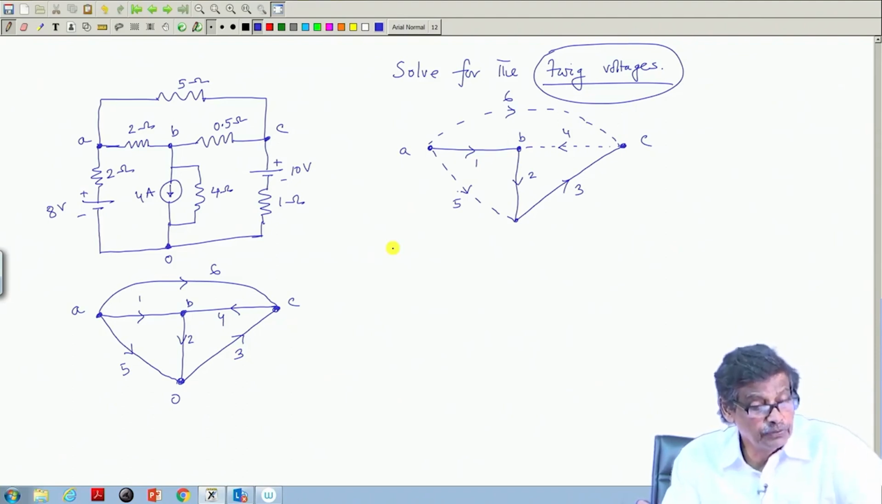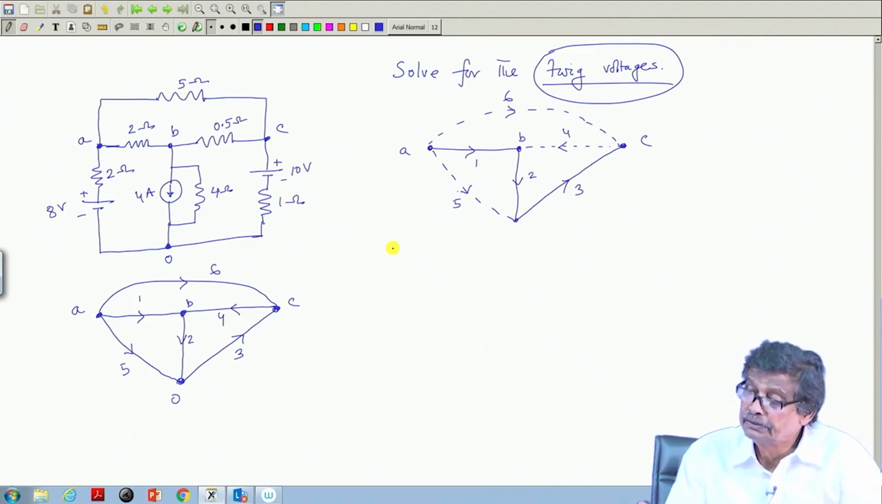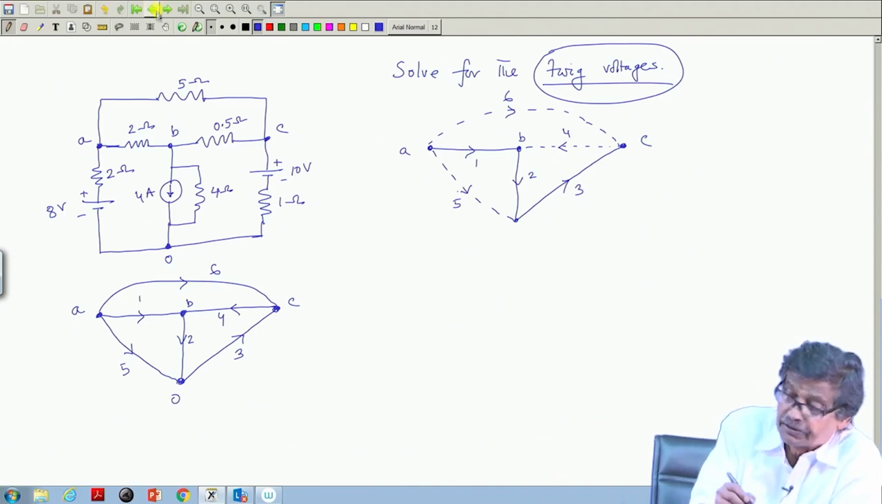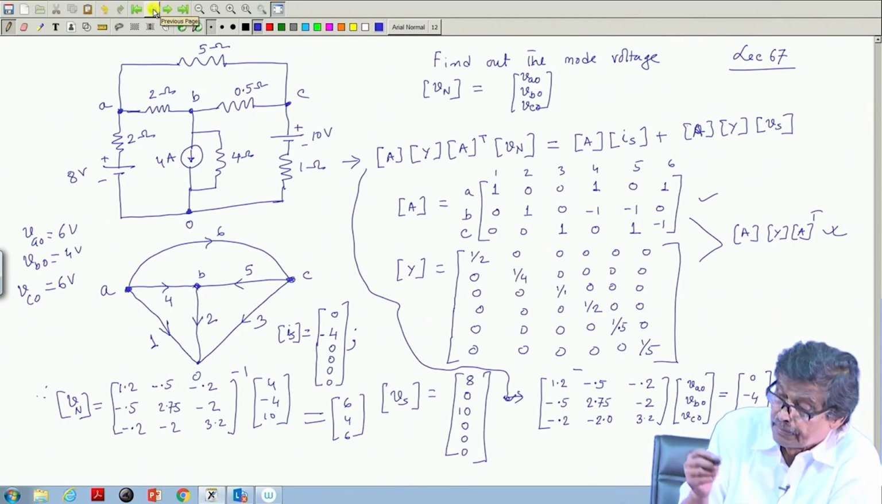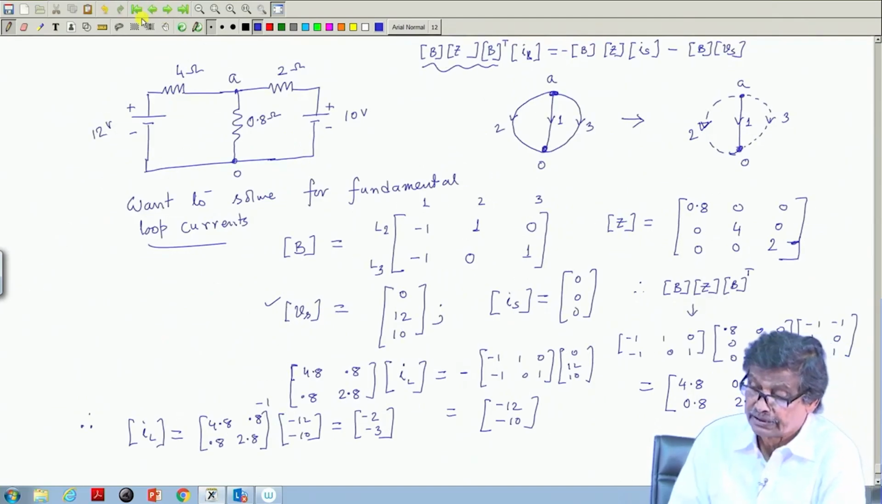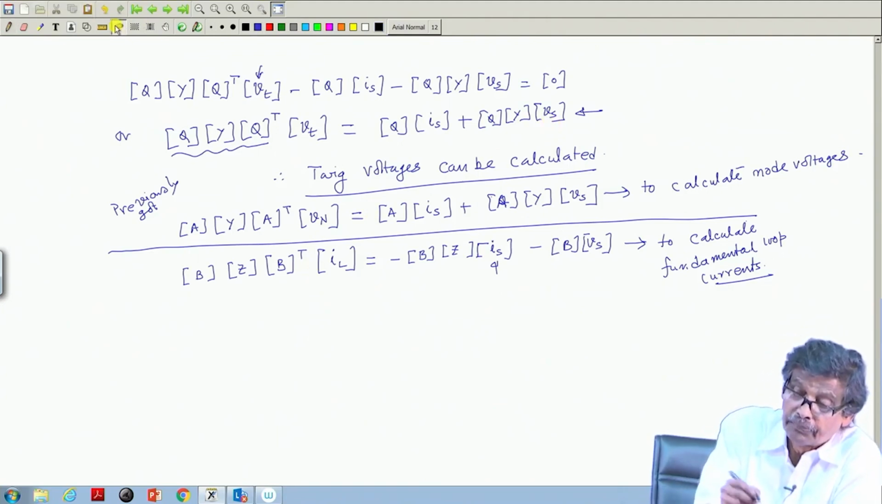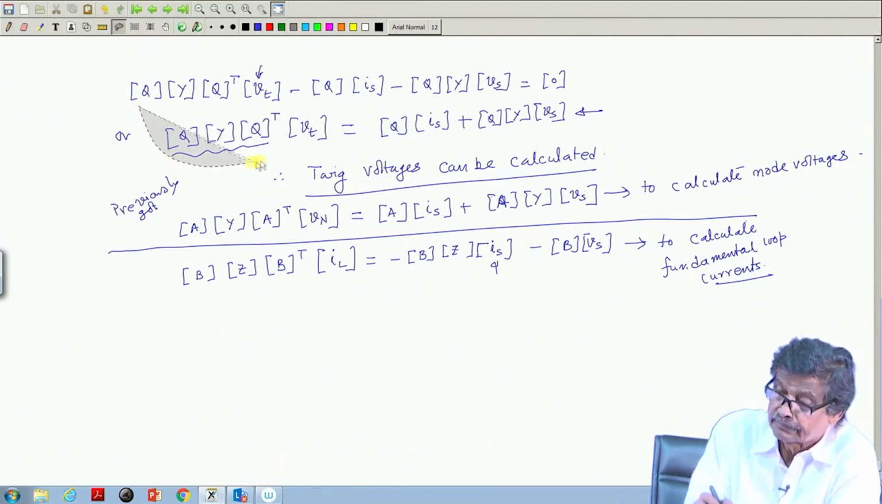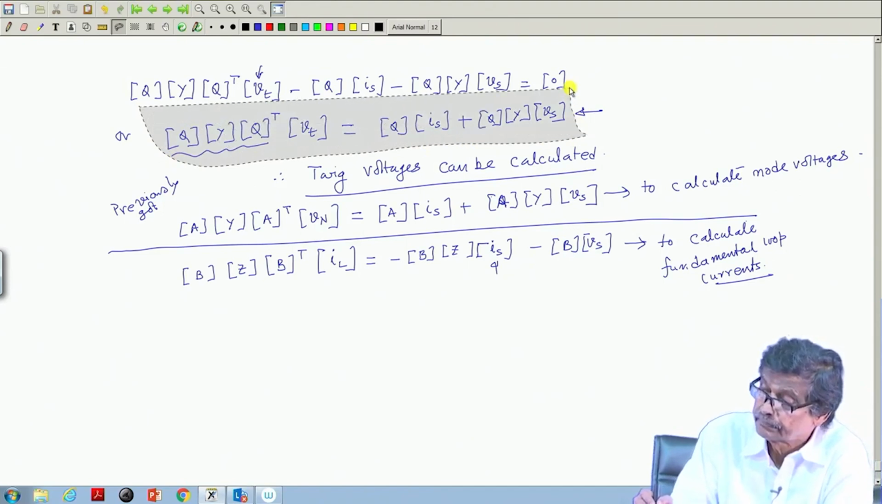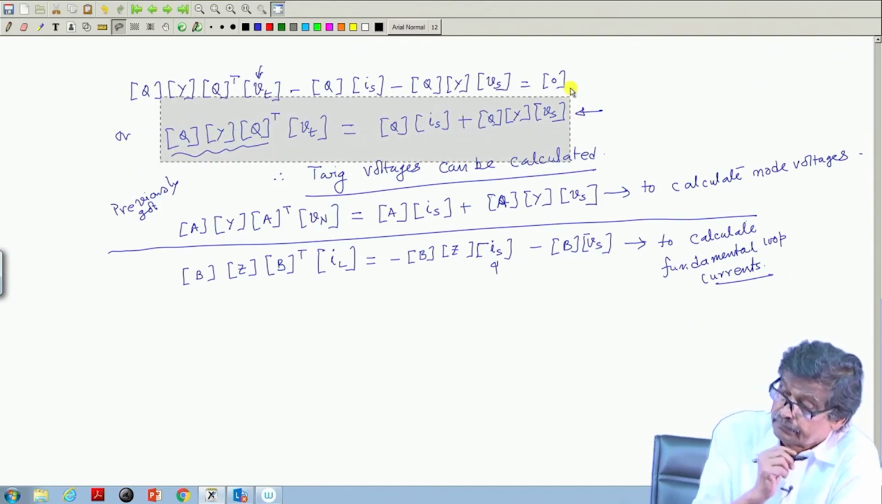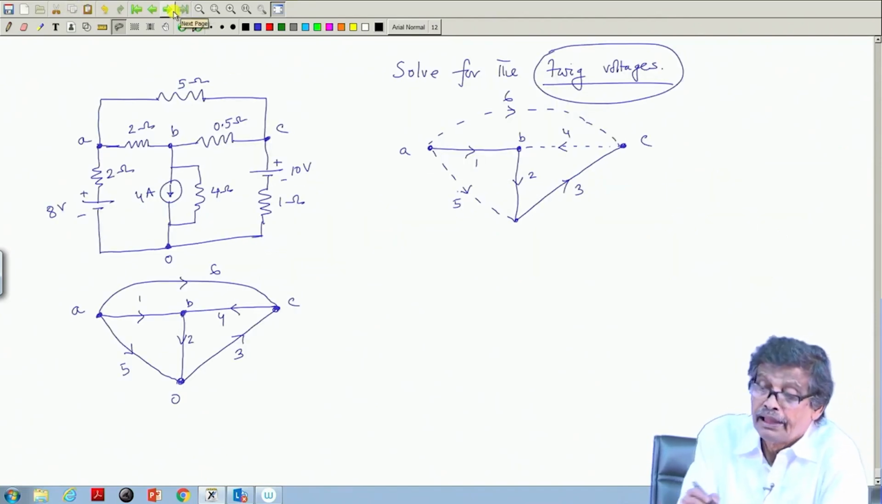Now, here I have to first form the Q matrix. What is the equation I will be using? First, let me write it down. The equation that I will be using is this one, involving Q. So, I copy this equation and paste it here.